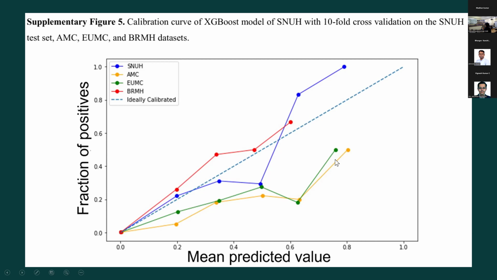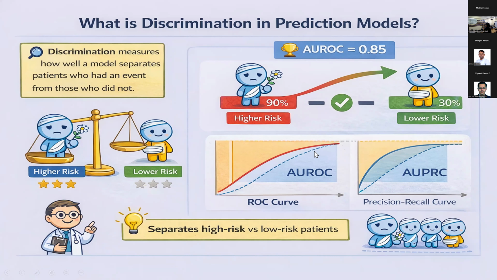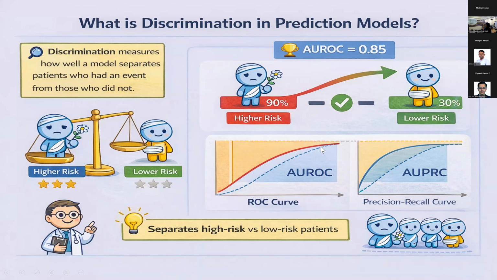So these two models, AMC and EUMC, are overestimating the risk when it is going up from a lower risk. Whereas when you see BRMH, it is staying close to the actual one. So this is calibration. The other thing is discrimination. How much is the model separating the patients who had an event from those who did not have that event?